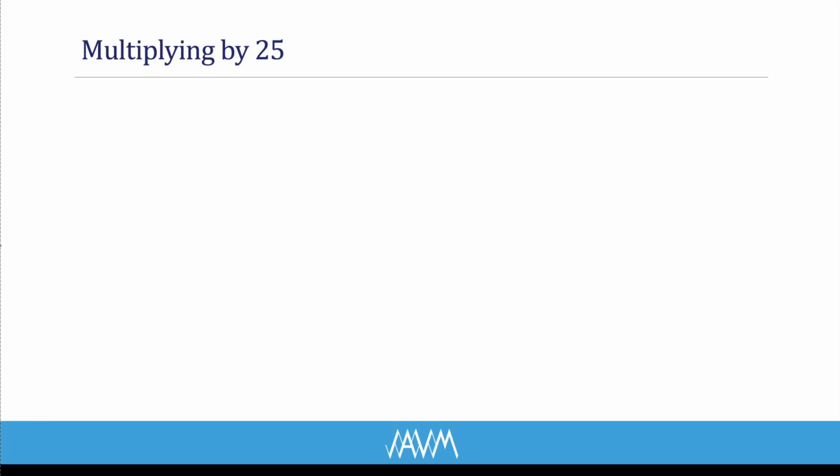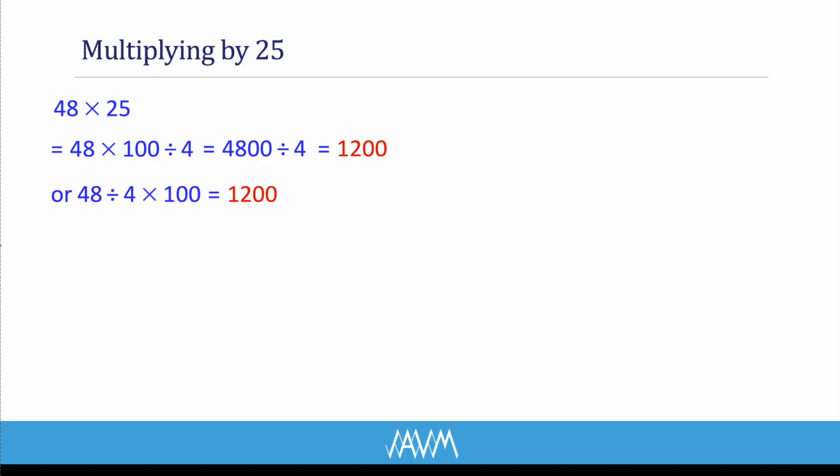Multiplying by 25. Here we're going to think of 25 as being a quarter of 100. So to multiply by 25, we can multiply by 100 and divide by 4, or divide by 4 and then multiply by 100. 48 times 100 divided by 4 is 4,800. Divide by 4, which is 1,200. Or 48 divided by 4 is 12 and then multiply by 100. It's 1,200.